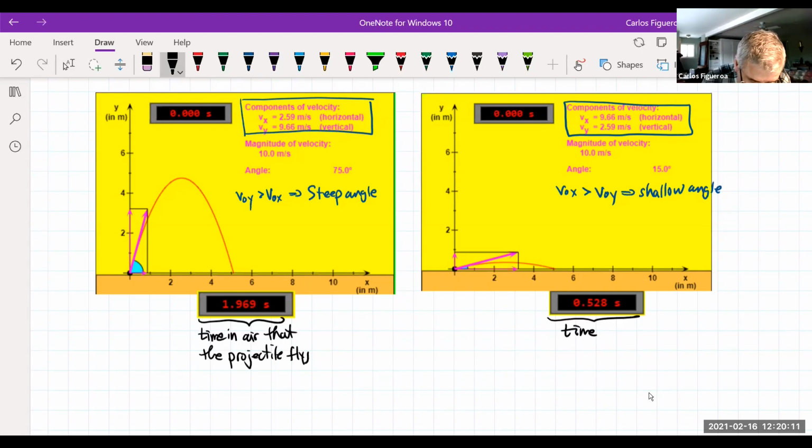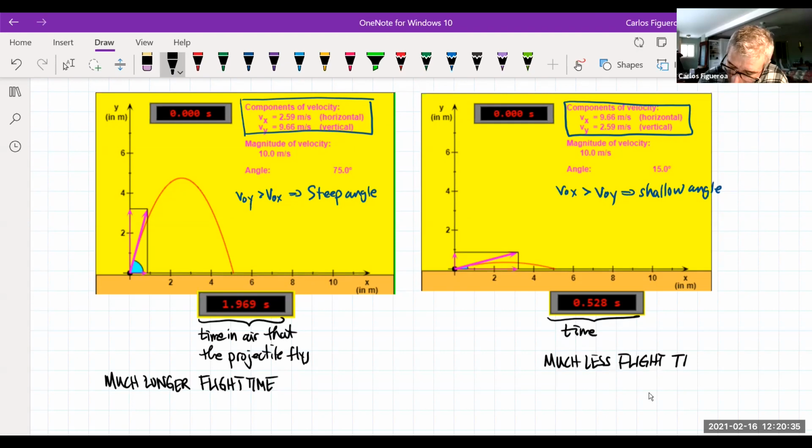This is a much, much longer flight time. This is much less flight time. And what I'm saying here is that the important piece of information is why. Why is one much longer compared to the other? And the answer is Vy.